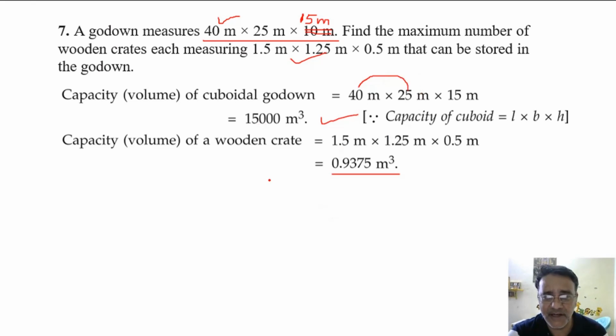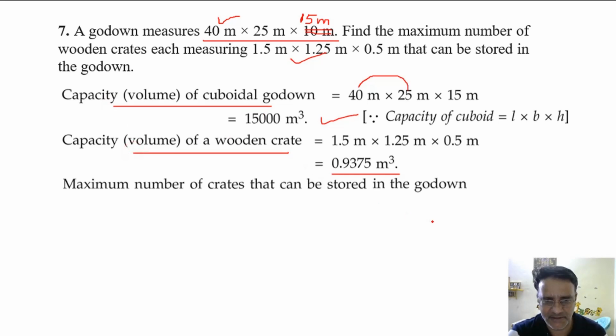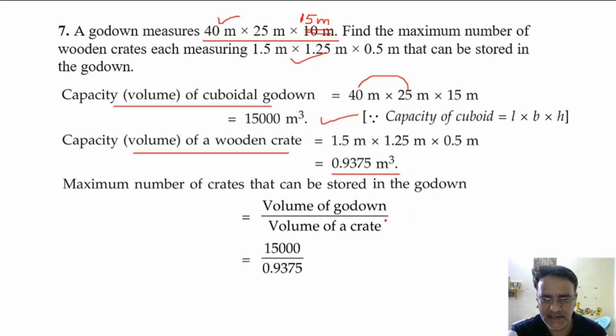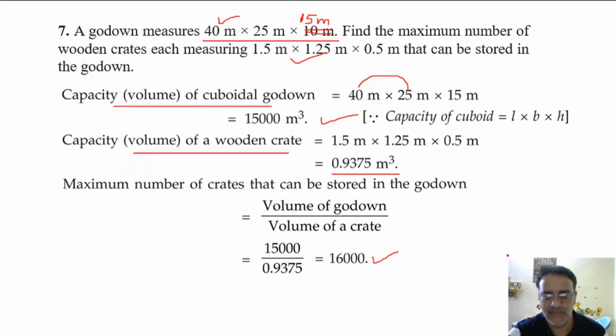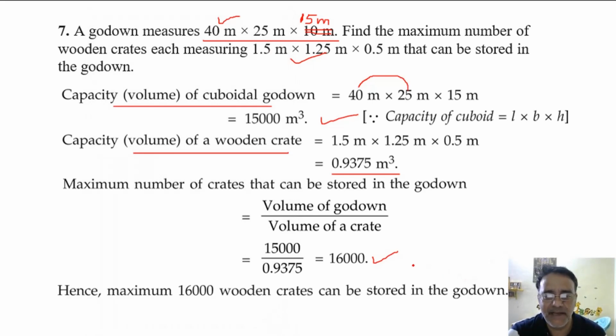Now, the number of wooden crates will be the volume of the cuboidal godown upon the volume of one wooden crate. So 15,000 upon 0.9375. If you divide, you will get 16,000. Okay. Right. So a maximum of 16,000 wooden crates can be stored in the godown. Any doubt? No, sir. Okay.